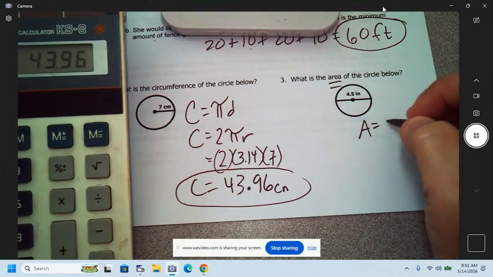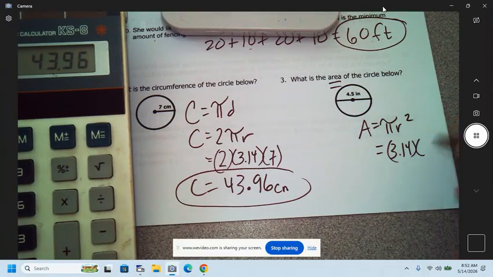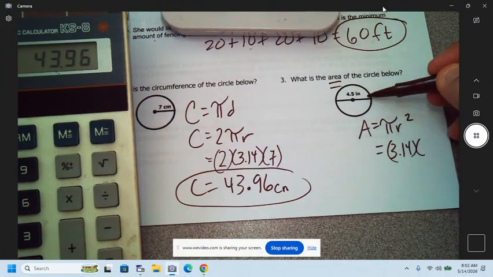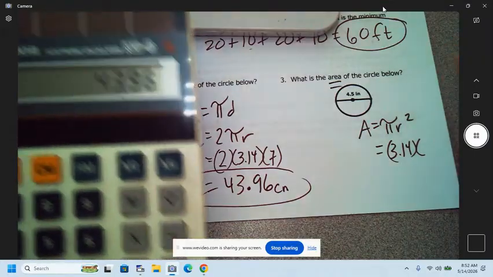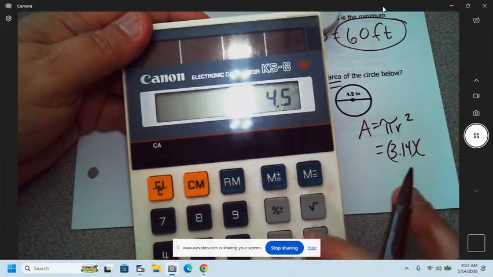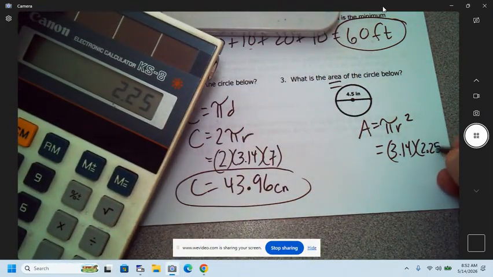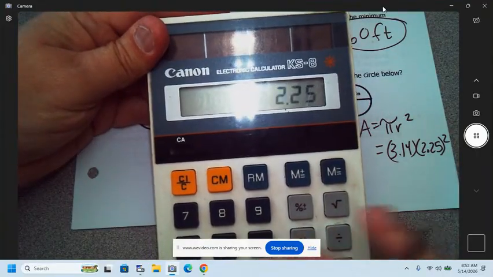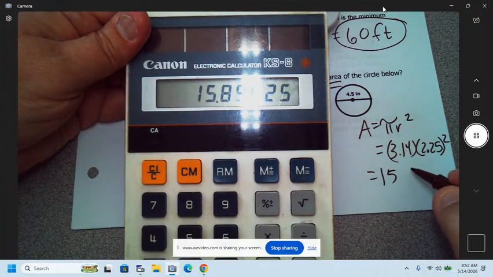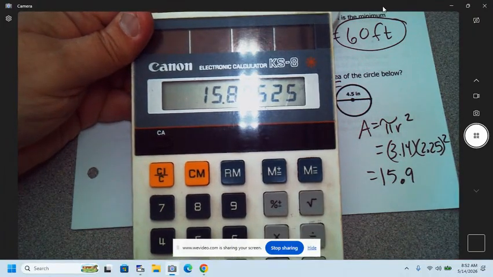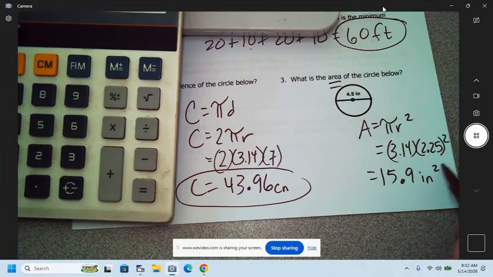All right, area for circles is pi times radius squared. So pi is 3.14. I have to do a little bit of work with the radius because the 4.5 is measuring the diameter. So I need to take the diameter, 4.5, and divide it by 2 in order to find the radius, which is 2 1/4. So 2 1/4 squared times pi gives me about 15.9, and I'm going to round it to 15.9 inches squared. If you rounded it to 16, that's good.